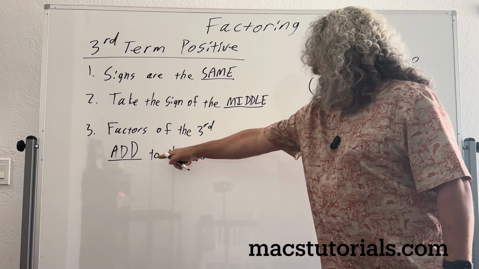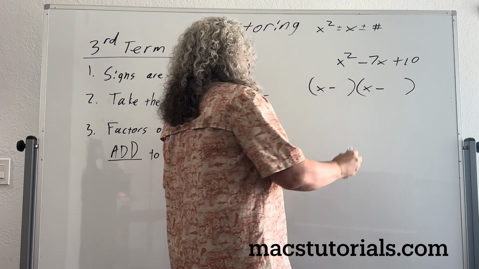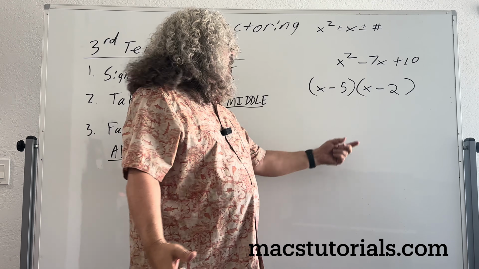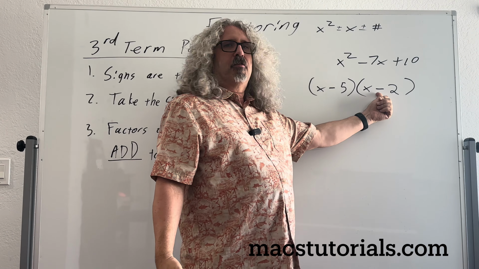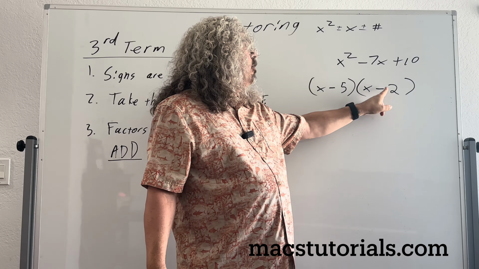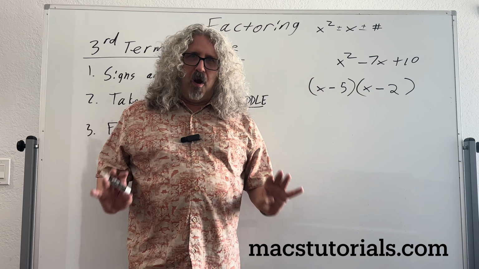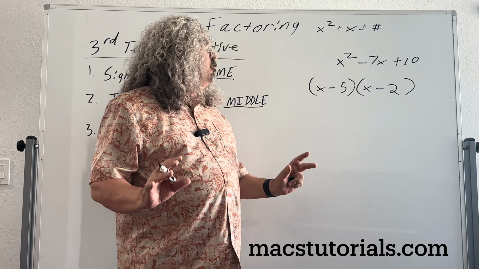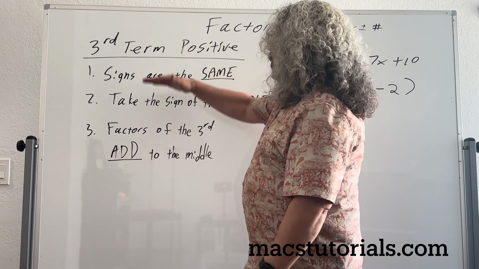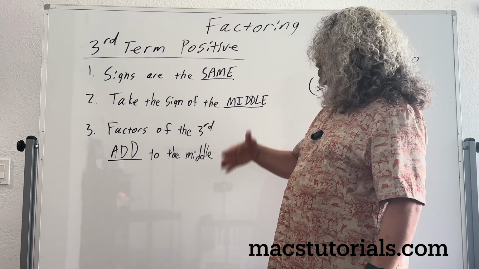Factors of the third, add to the middle. Okay, well, what factors of 10 add to 7? It's going to be 5 and 2. Now, here's your double check. Add them up. What's negative 5 plus negative 2? Negative 7. What's negative 5 times negative 2? Positive 10, okay? We're going to stop the lesson right here because all I want you to do is get super comfortable with what to do if that third term is positive, and I want this to just be known by heart, where it's super comfortable for you.